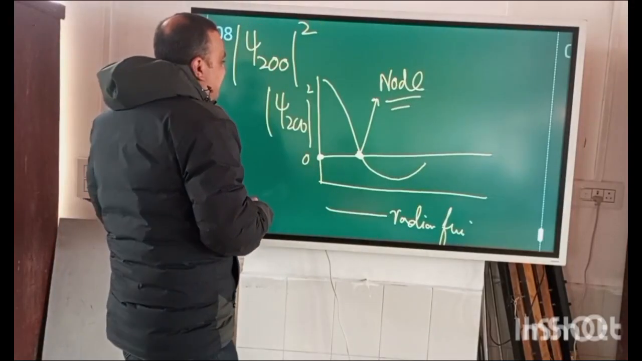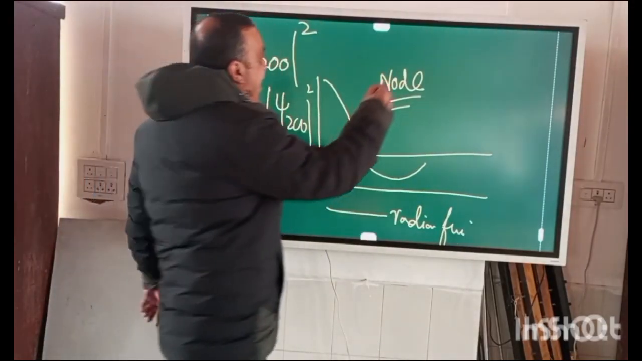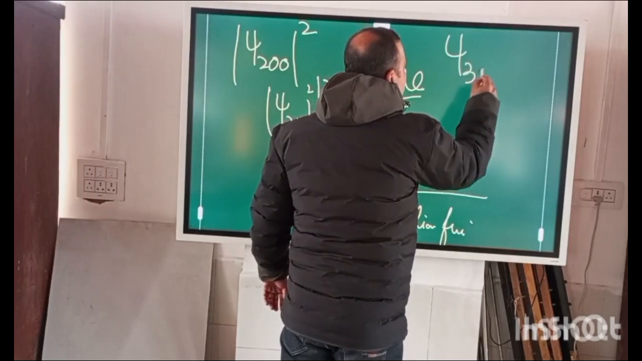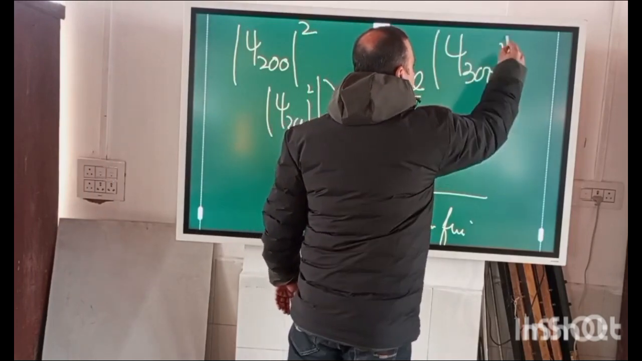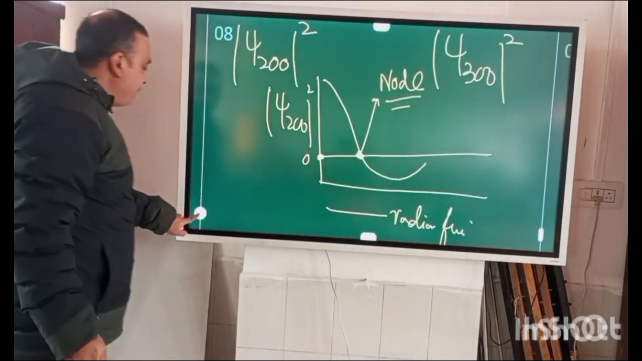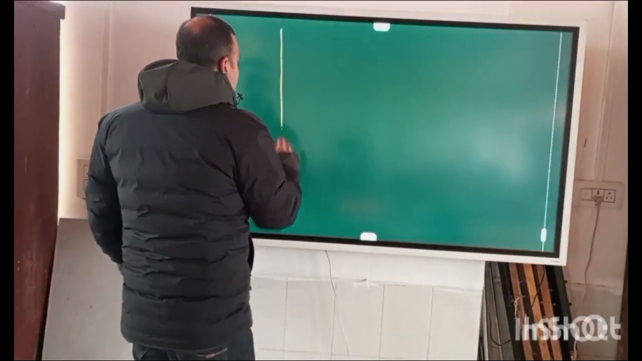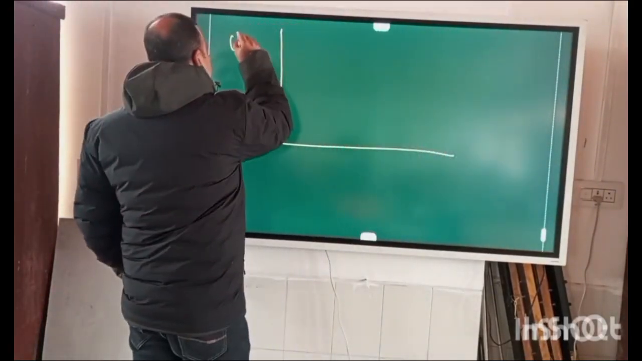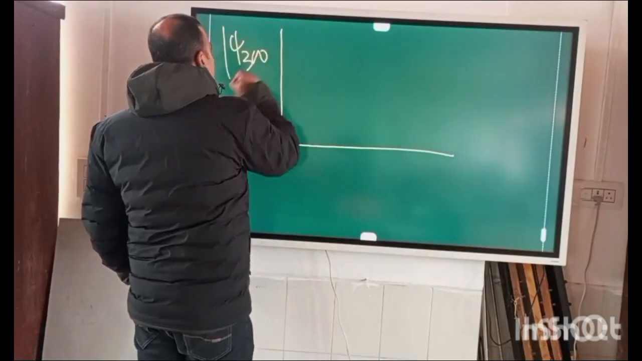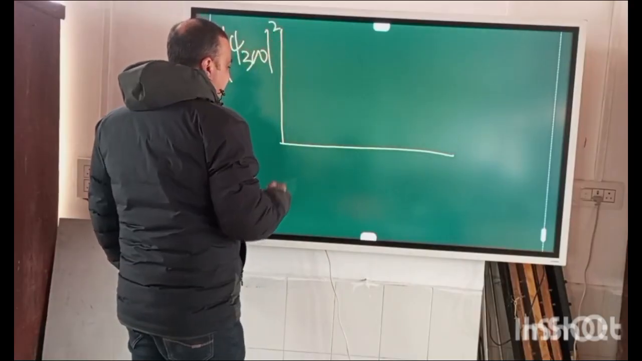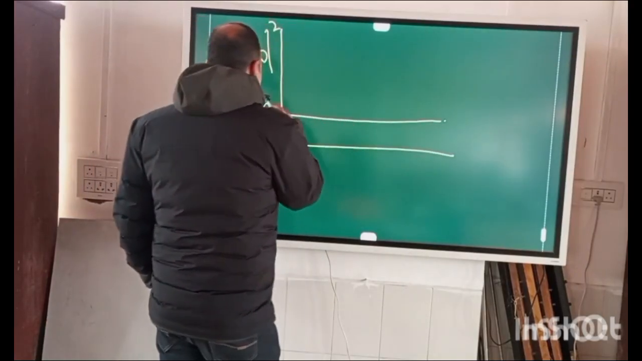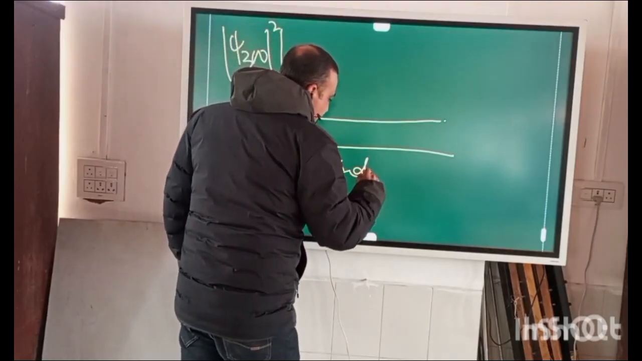Now for 3s, what I will have? I will have psi 3, 0, 0. And when we plot that, this is psi 3, 0, 0, probability square. This is my reference 0. This is my radial function.